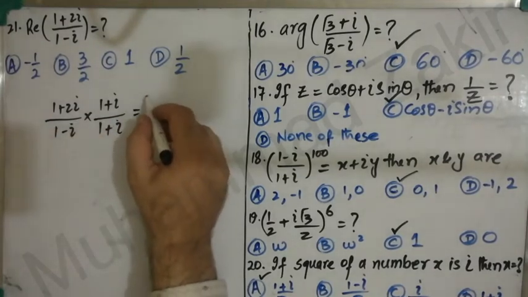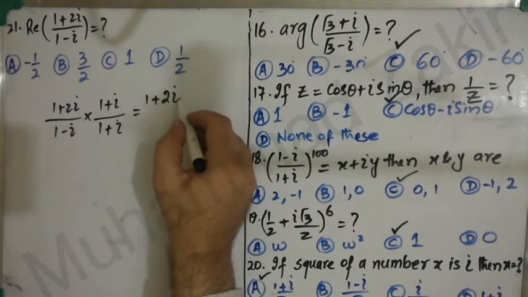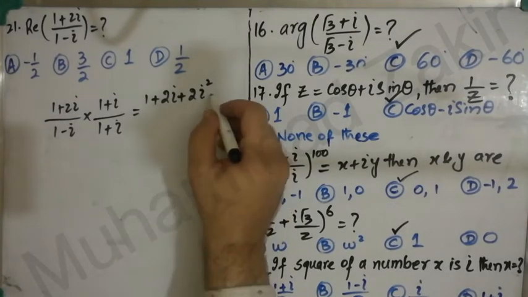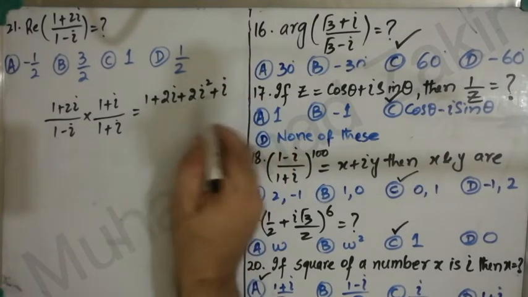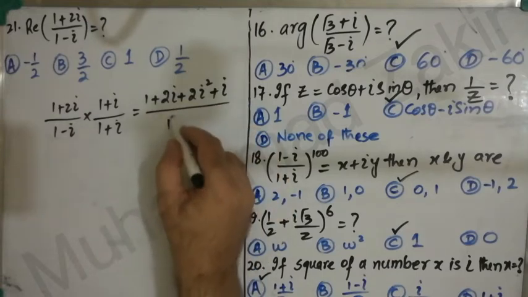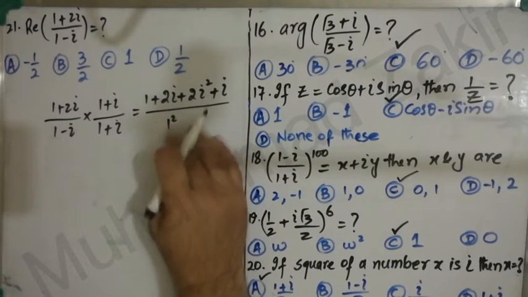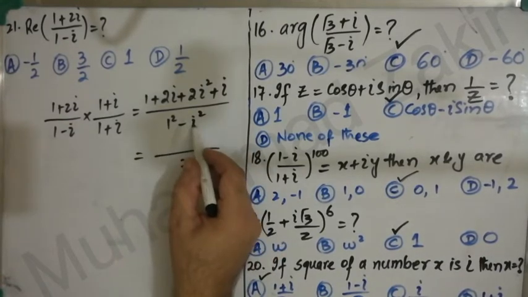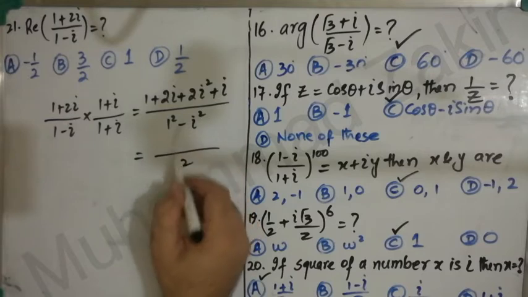Numerator values are multiplying: 1 plus 2 iota plus 2 iota square plus iota. So this is the product of numerator values. Denominator will make a square minus b square. So this becomes 2 because iota square is minus 1. When we place minus 1, it becomes 1 plus 1, 2.